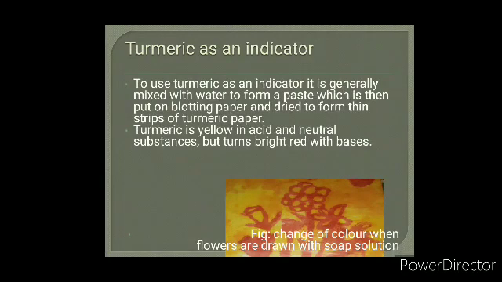Can we use turmeric paper as an indicator? Yes, we can use. And turmeric is easily available in our home. In everyone's home, turmeric is available. So how will we prepare a turmeric paper?